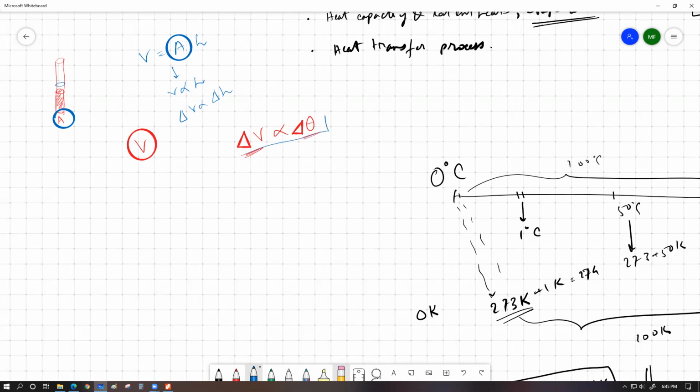And because delta V is proportional to delta theta, we can also write that the change of height is also proportional to delta theta. And this is basically how we measure the temperature of any object using a typical thermometer that we know. Try to think about it. If we use a thermometer, within the thermometer there is a liquid that goes up and down or left and right, and all that we look at is how far it has gone on a graduated scale.